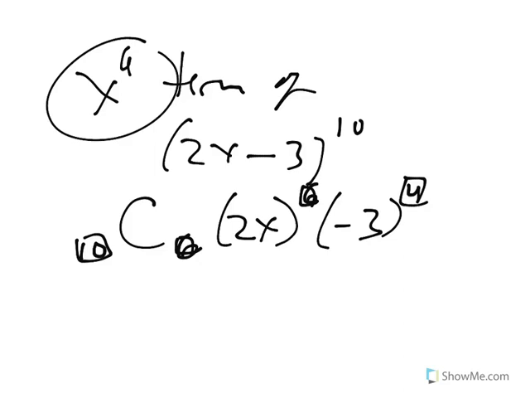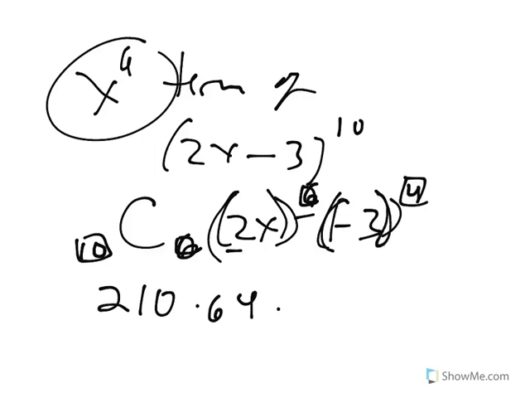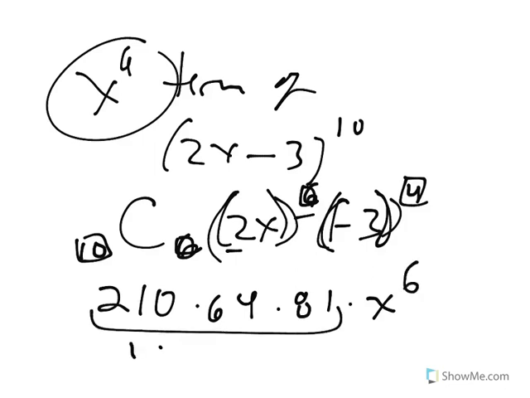So now I can look up, on the calculator, 10C6, which is 210. 2 to the 6th power, see, that's why I need my parentheses, is 64. And negative 3 to the 4th, that's why I need my parentheses, otherwise I'll have negative, is going to be positive 81. x to the 6th. And those things all become 1,088,640 x to the 6th. So that's how you do binomial expansion. And that is that.